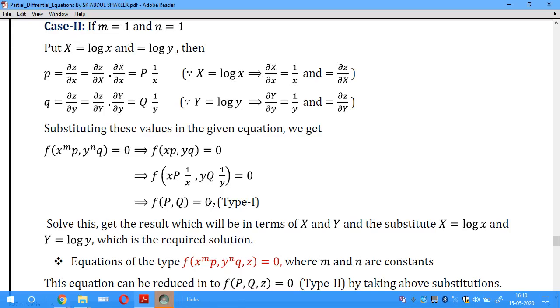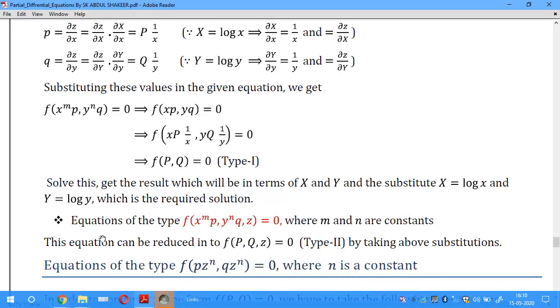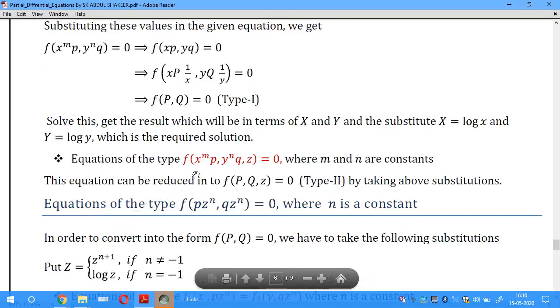So, solving this equation using type 1, at the end of the solution, we have to replace capital X as log x and capital Y as log y, which is the required complete solution. So equations of the type f of x^m p, y^m q, z equal to 0, where m and n are constant.